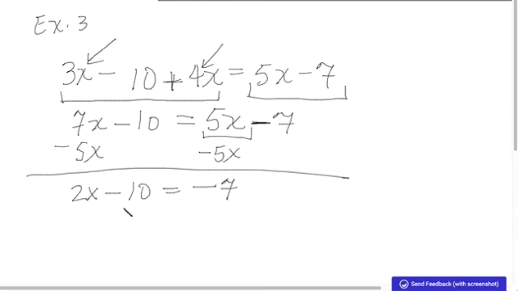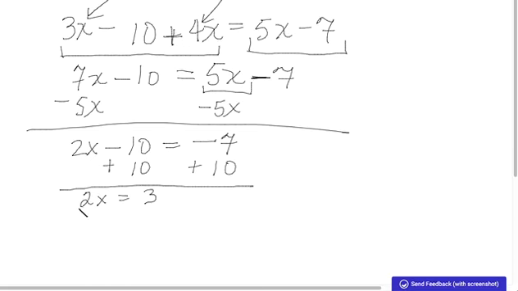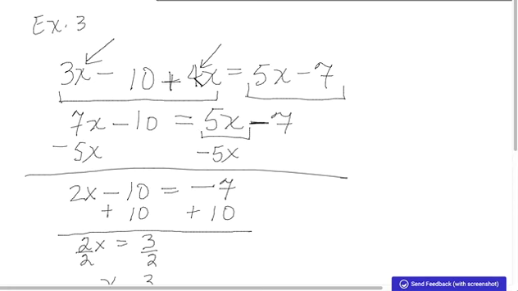All right, and now I'm going to add 10 to both sides. Okay, and now I get 2x equals 3, and now I have to solve for x. I'm going to divide each side by 2, and I end up with x equals 3 halves. And again, I could check this by going back and putting it back into the equations and making sure the left side equals the right side.